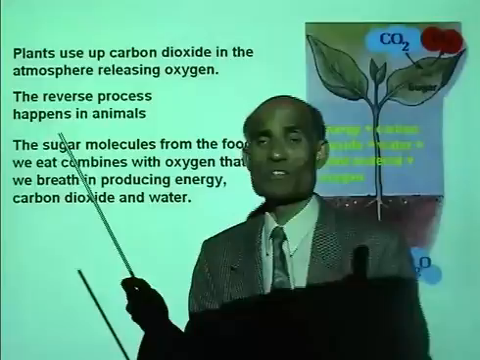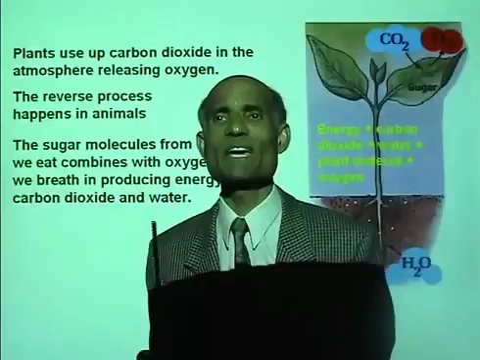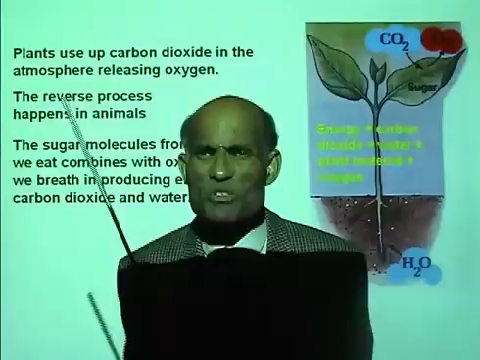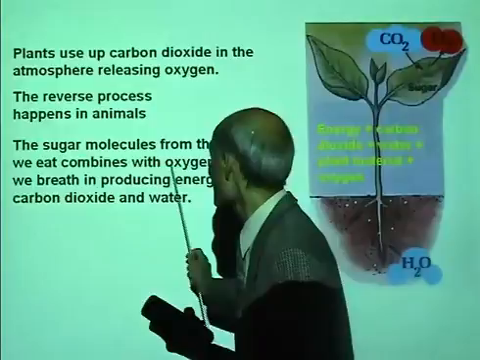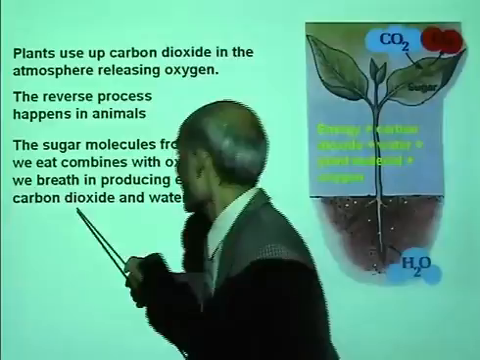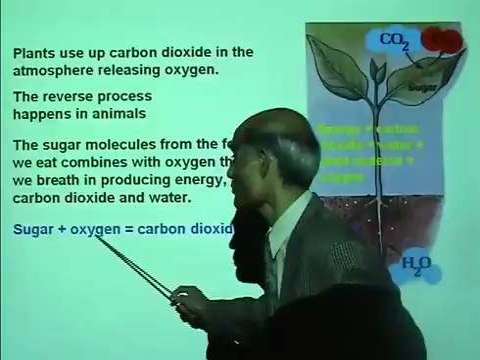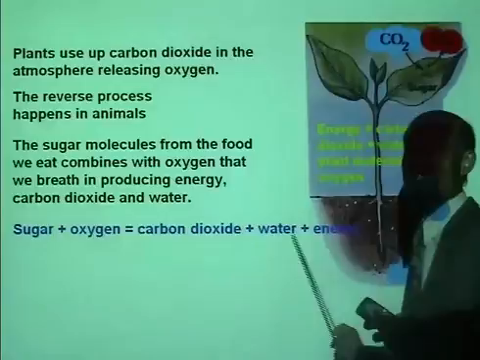You see, how much energy do we have? We go around and do a lot of work every day. Where do we get all that energy from? That energy we get from combustion of the food that we eat with oxygen. You see? And the food we eat is broken down into sugar molecules. And these sugar molecules combine with oxygen, producing energy, carbon dioxide, and water. So look at the equation. Sugar plus oxygen is carbon dioxide plus water plus energy. This is exactly opposite of what happens in plants.